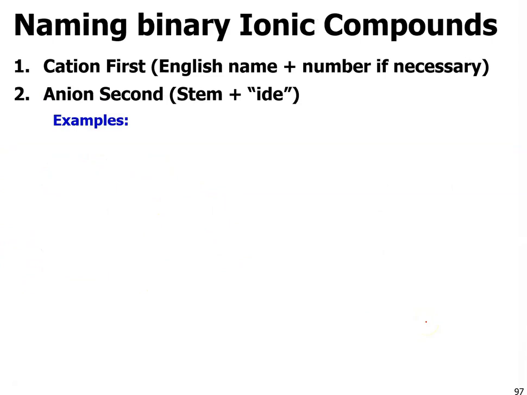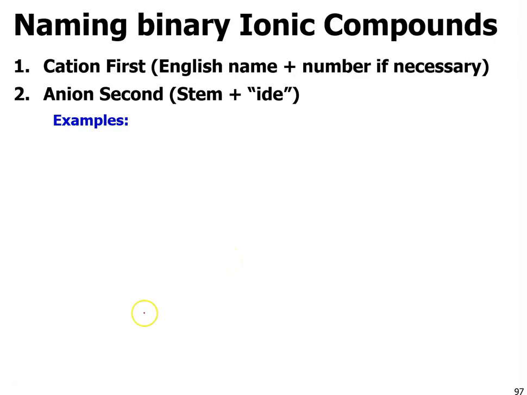So now we're going to talk about naming ionic compounds. And the first is similar to naming molecular compounds. You get the English name and then a number if necessary that tells you the charge state. And we'll talk about that in a second when I give you some examples. And then the anion is second, with this IDE ending. So the cation is going to be the metal, the anion is going to be the non-metal. So ionic compounds are always metals and non-metals combined.